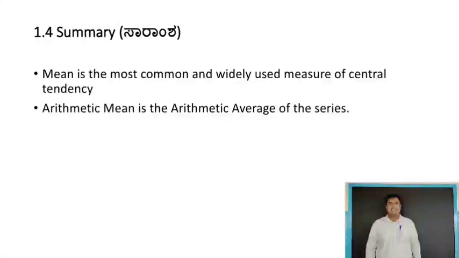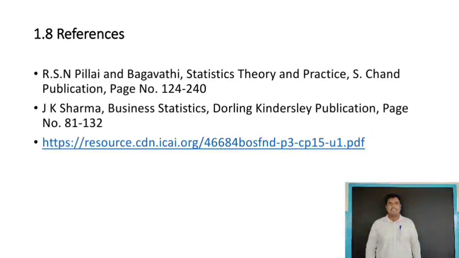So coming to the summary part, mean is the most commonly and widely used measure of central tendency, and it is nothing but the arithmetic average of the series.